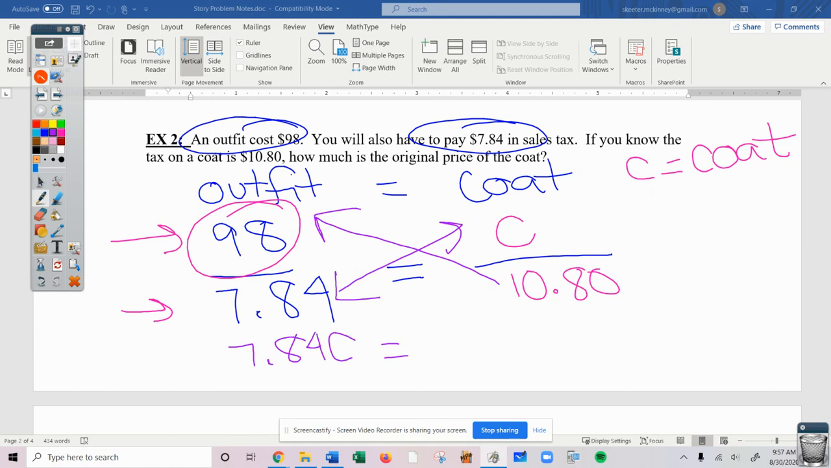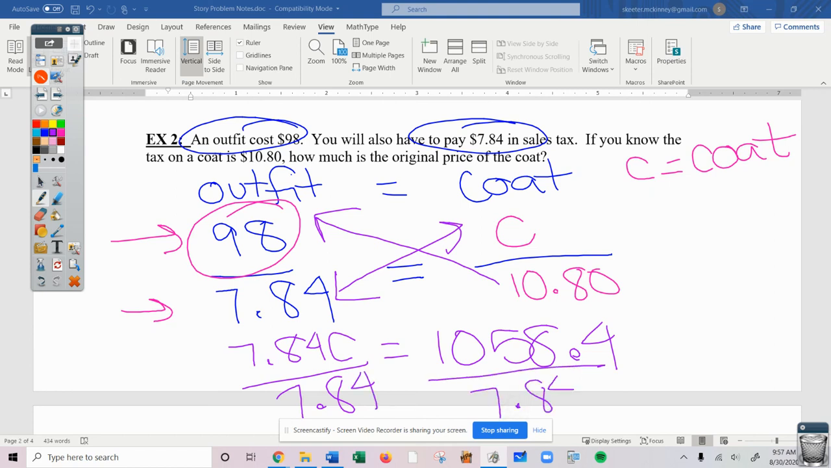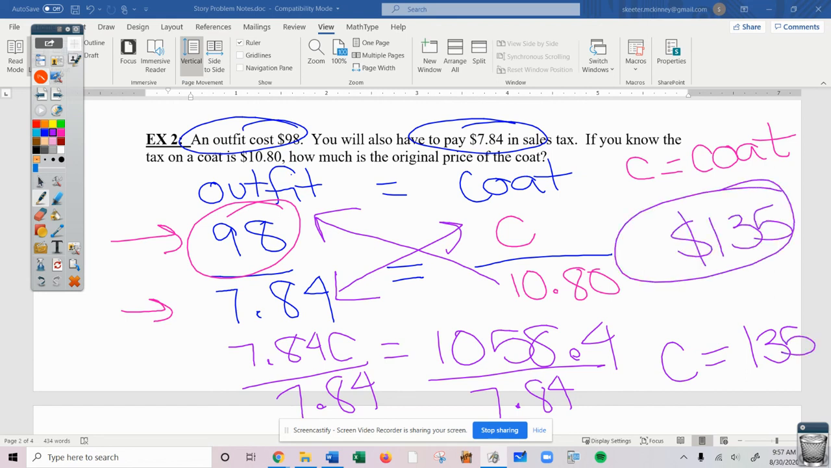Okay, so 98 times 1080 is 105,840. So I'll just divide by 784. And that gives me that C equals 135. So the price of the coat is $135.